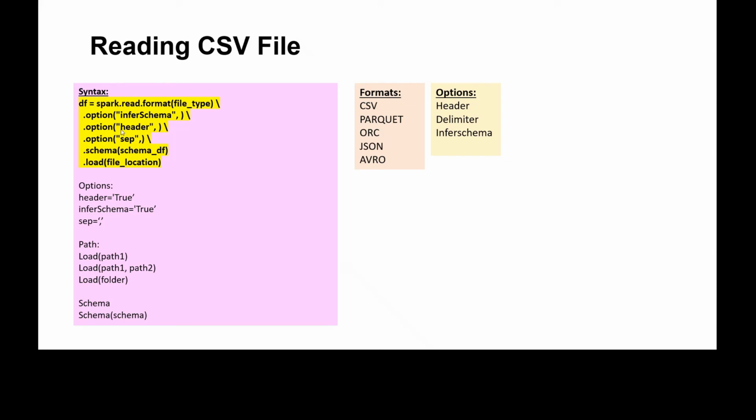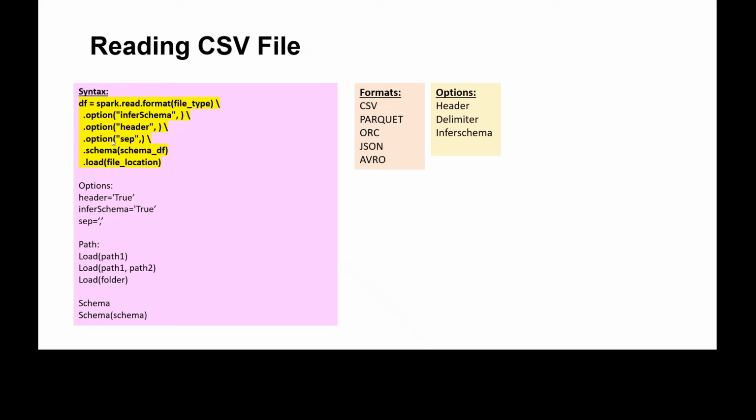And the next option, header. Now we can give header true or false. When the header is true, the first record of the CSV file will be treated as header. Header means its column. And in case if we give false, then it will contain the entire CSV file as data.